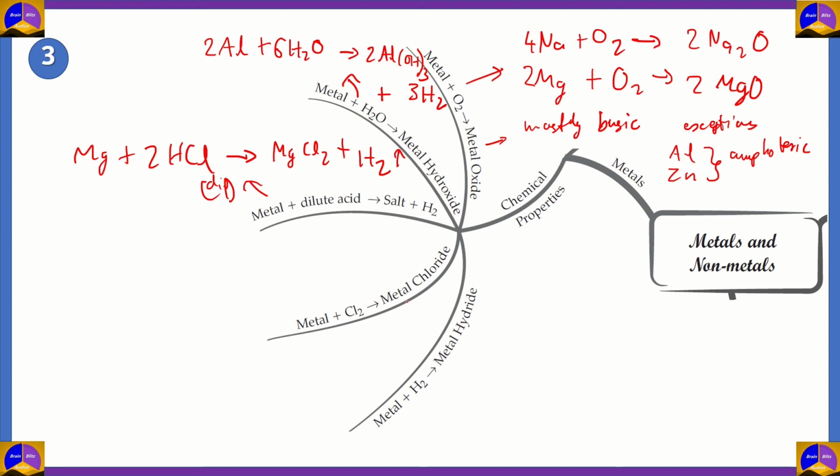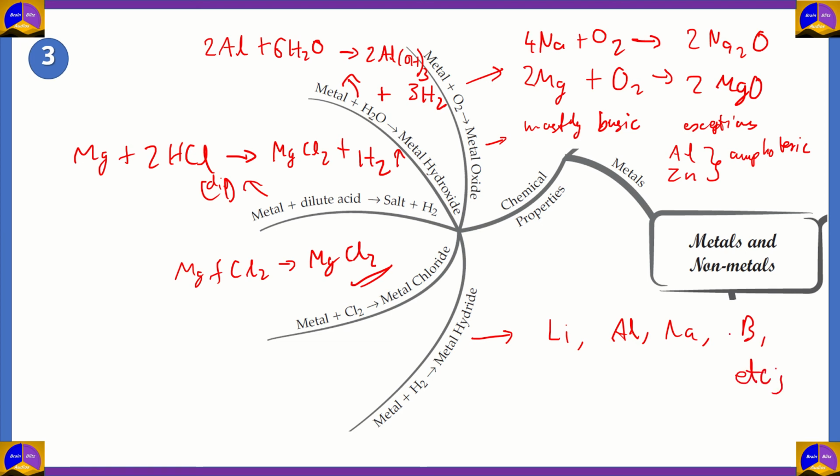Metals also react with chlorine in order to form metal chlorides. Example, again, you can use Mg + Cl2 to form MgCl2. You can also use the hydrochloric acid route to form magnesium chloride, but you can also just add chlorine to magnesium to get magnesium chloride. And finally, you have metal reacting with H2 to form metal hydrides. These are present in elements such as lithium, aluminium, sodium, boron, etc. So there are some metals which do form hydrides, but others don't.